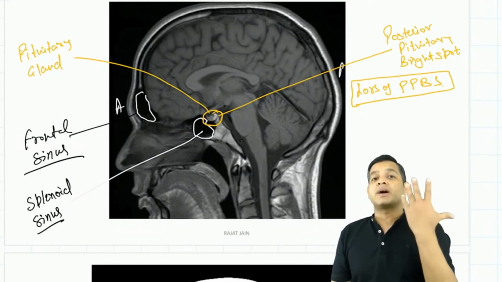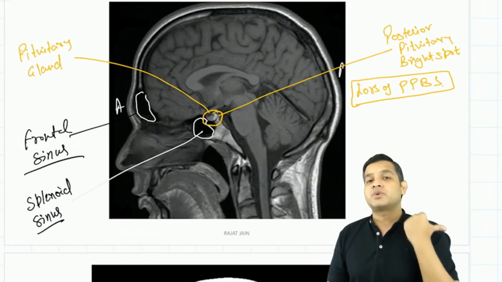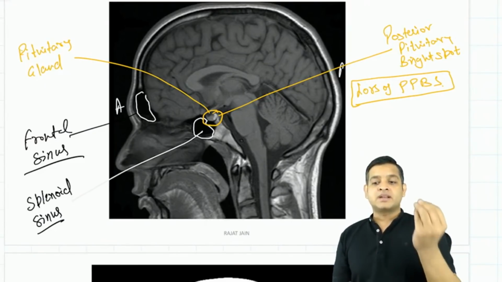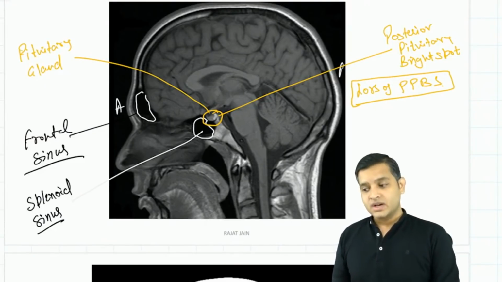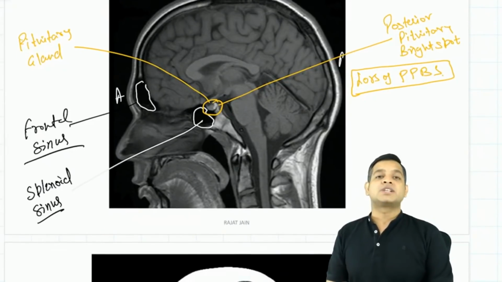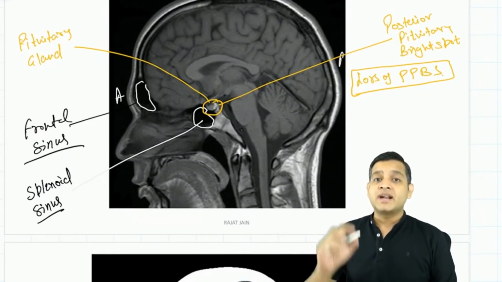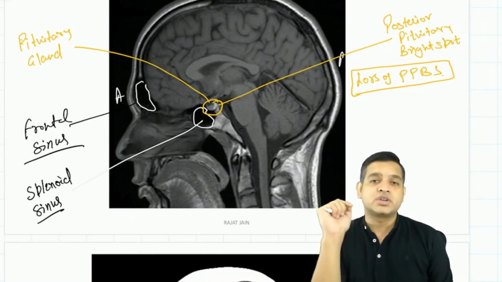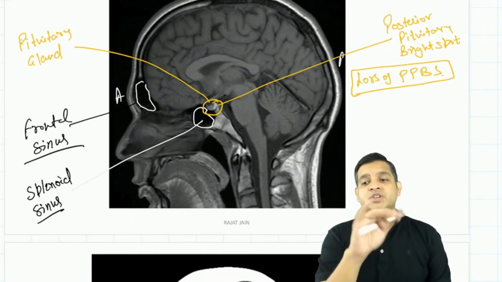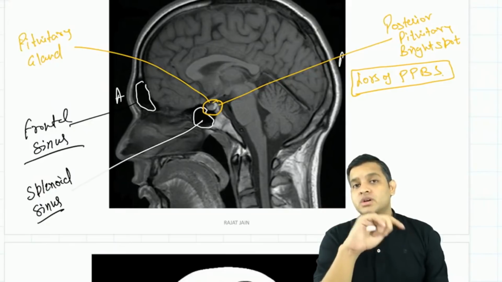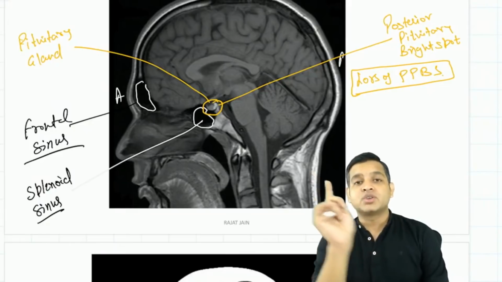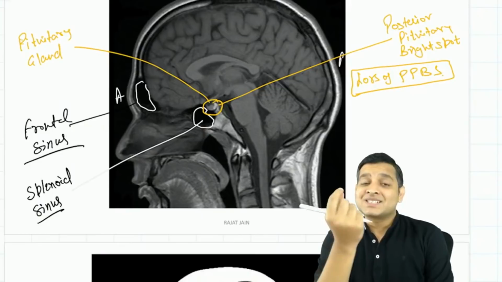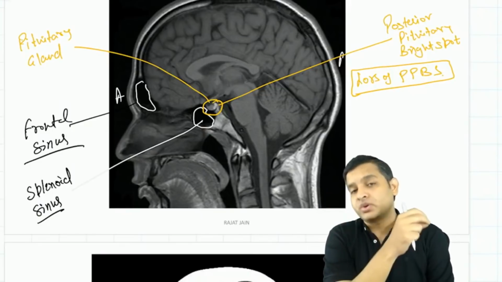That means you are doing an MRI and you are not seeing this posterior pituitary bright spot, and the examiner is asking you, loss of posterior pituitary bright spot is a feature of which disease? And again, take care. Do you know what will be the first choice? The first choice will be Sheehan syndrome, which is wrong. Loss of posterior pituitary bright spot is not a feature of Sheehan syndrome, because Sheehan syndrome is a disease of the anterior pituitary.